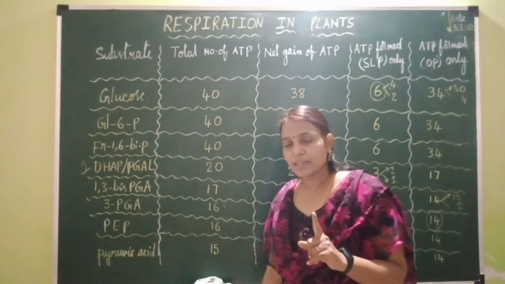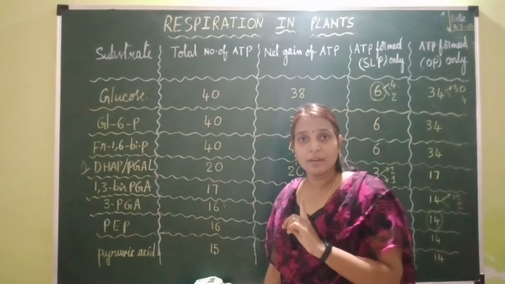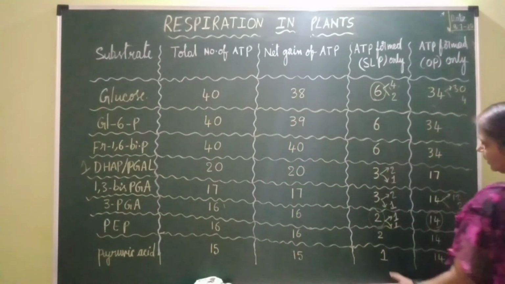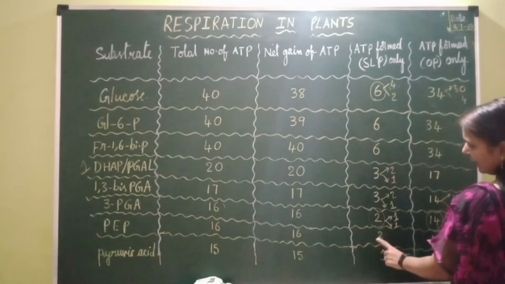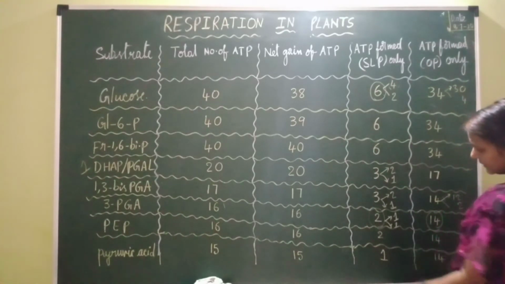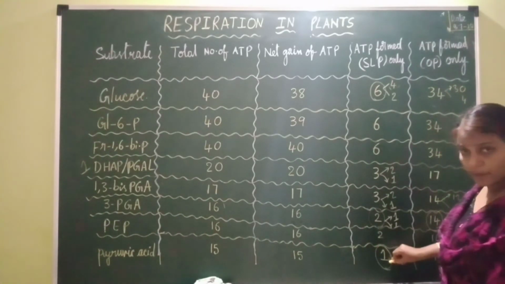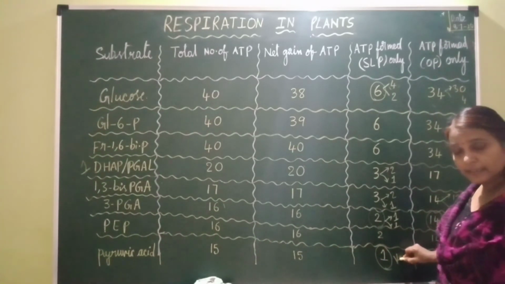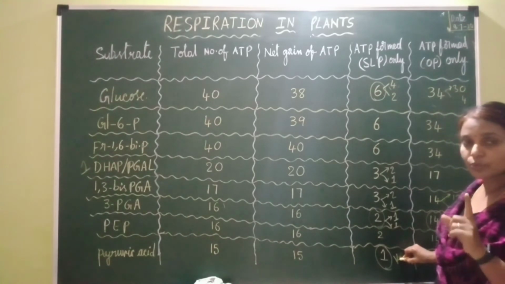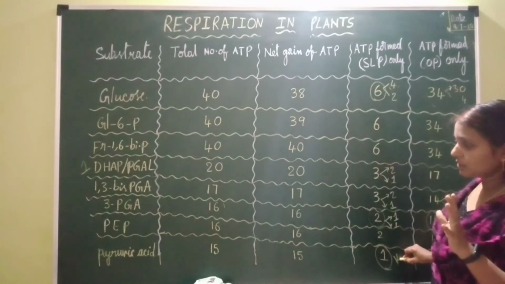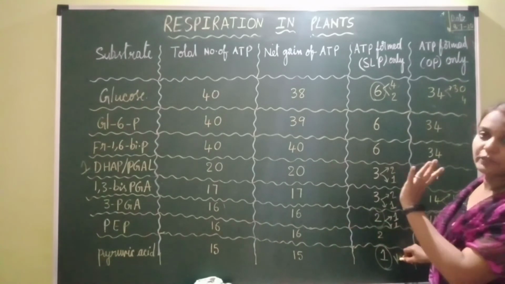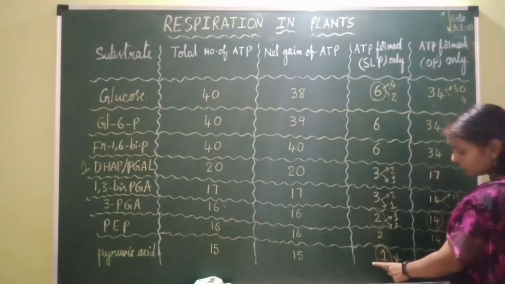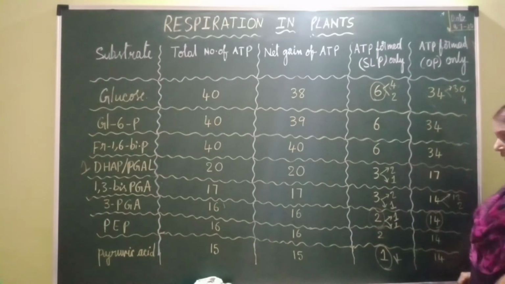So we should not consider SLP of glycolysis here. Now through SLP, how many ATPs are formed? From pyruvic acid, only 1 ATP, during Krebs cycle. We are not considering the ATP formed during glycolysis, because by the end of glycolysis only pyruvic acid is formed, 1 pyruvic acid. If it is 2 pyruvic acids, it would be 2 molecules of ATP. That is only during Krebs cycle, not during glycolysis.